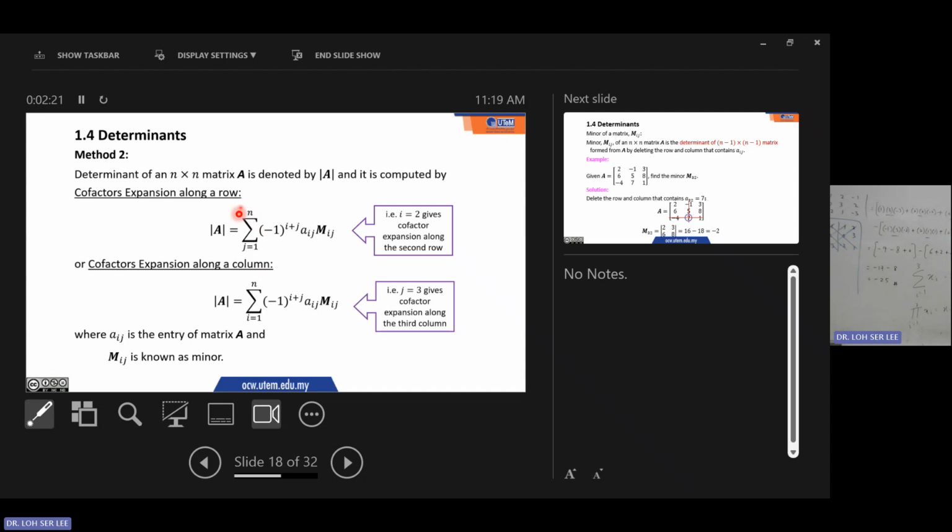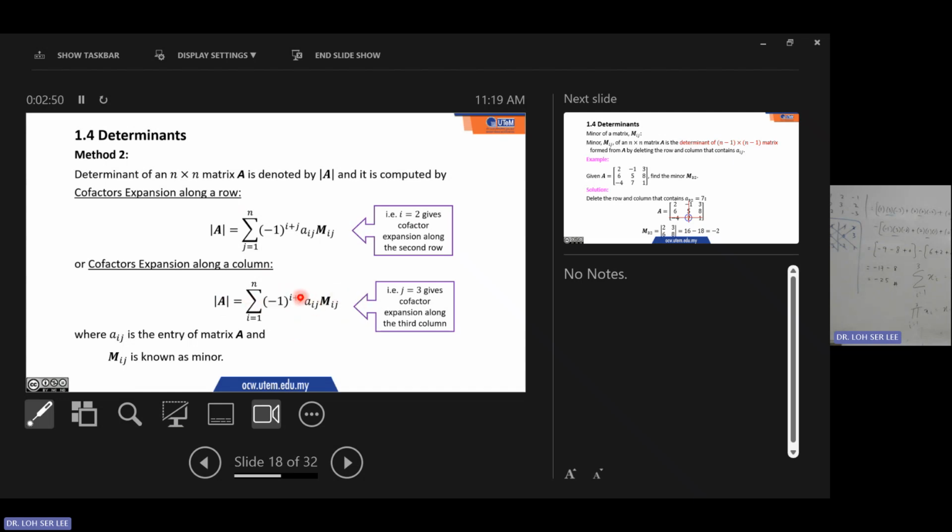So if you have a 3 by 3 matrix, n is 3. And what is the value of i? i depends on the row. This is along a row. It depends on the row that you choose. If you choose the first row, i is 1. If you choose the second row, i is 2, and so on. Similar to this is the one along a column. The formula is similar.